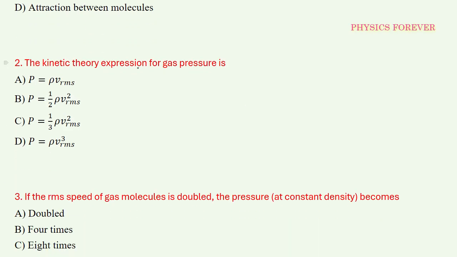The kinetic theory expression for gas pressure. So what is the correct option? Pressure equals 1 by 3, rho is the density, times V root mean square velocity whole squared. So option C is correct.